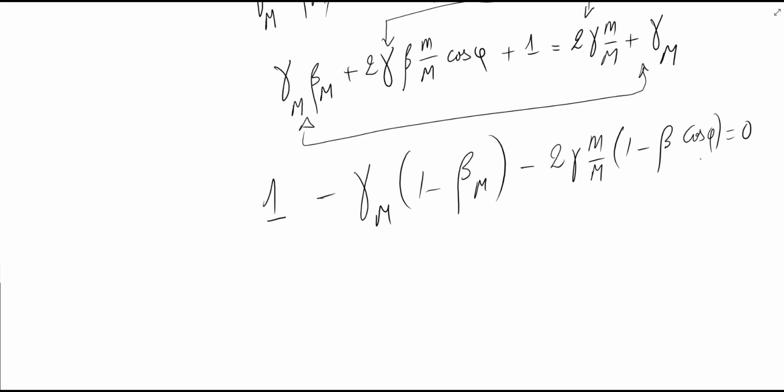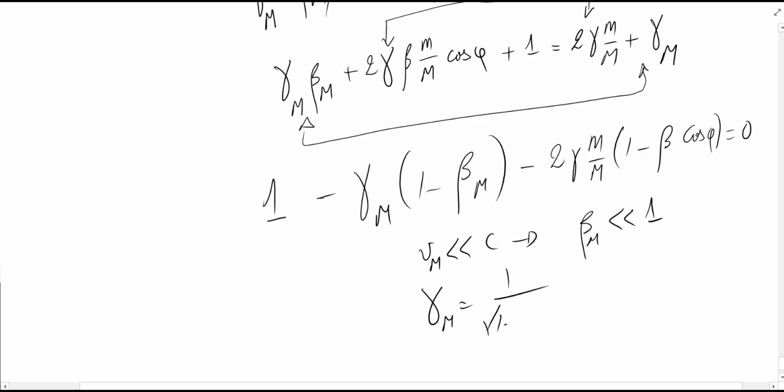Now, consider the case when Vm is a lot less than the speed of light, and use a binomial expression to derive an expression for gamma m, to the first degree in Vm, and use the result. So when Vm is a lot less than c, that means beta m is a lot less than 1. That means gamma m, which is 1 over the square root of 1 minus beta m squared, using the Taylor series, is roughly 1 plus beta m squared over 2.